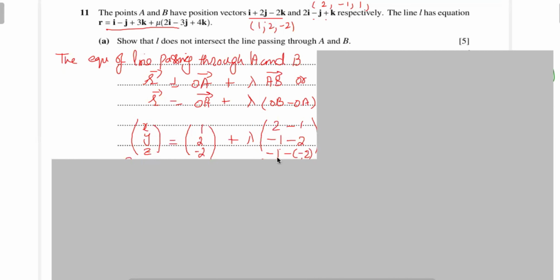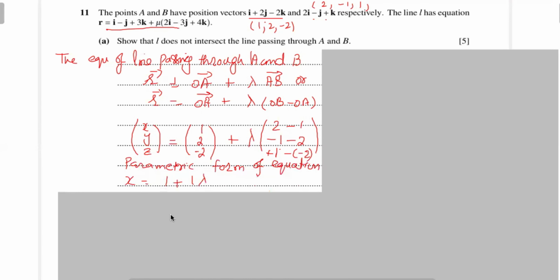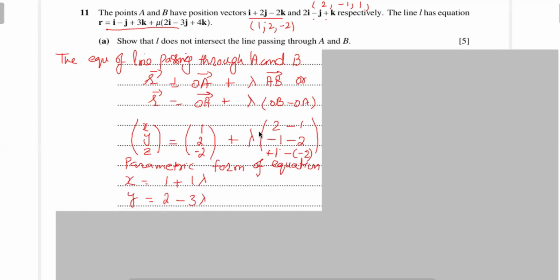We write 2, minus 1, minus 1. And now you see here the coordinates of OB is 2, minus 1, 1, and minus OA, or the coordinate of A is 1, 2, minus 2. Now, if we write the equation in parametric form, then x will be equal to 1 plus 2 minus 1 is 1 lambda, and y will be equal to 2 plus minus 1 minus 3 lambda, and z will be equal to minus 2 plus 1 plus 2 is 3 lambda.